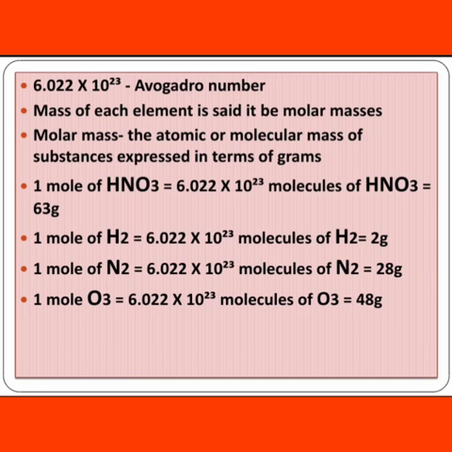What is 1 mole of ozone? Ozone is O3, that is its symbol. 1 mole of ozone is equal to 6.022 into 10 to the power 23 molecules of O3, which weighs about 48 grams. The O value is 16 grams, so 16 into 3 is 48. So this is about the molar concept or mole concept.